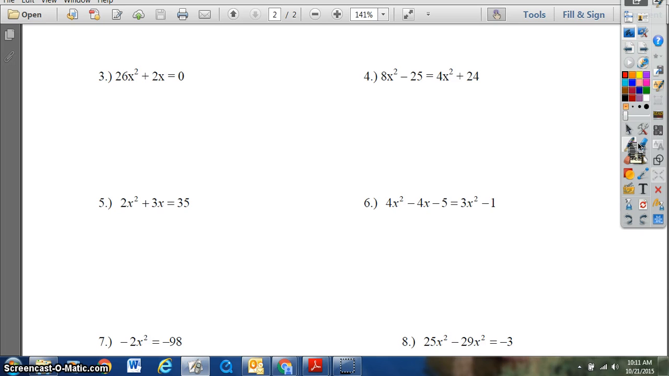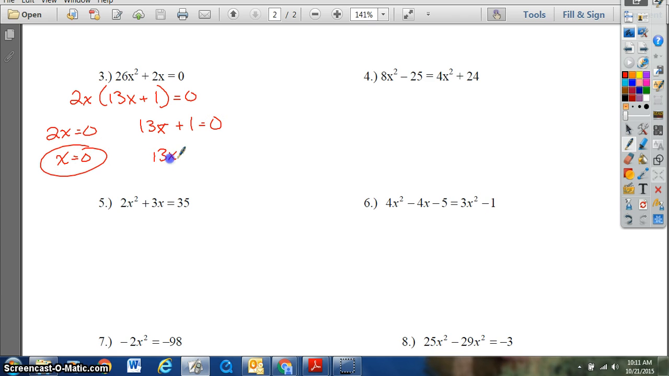Okay, again, GCF here. Pull out a 2x. Let's see what we have. 13x plus 1 equals 0. So 2x equals 0 and 13x plus 1 equals 0. So it's 0 for this guy. 13x equals negative 1, x equals negative 1 over 13. So we're finished with 3.